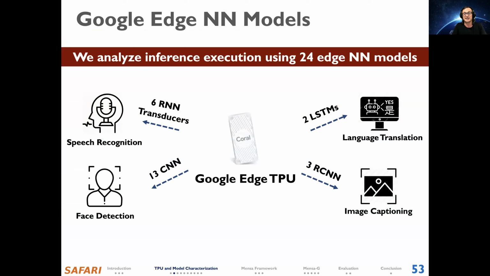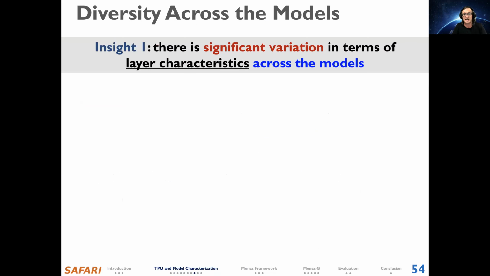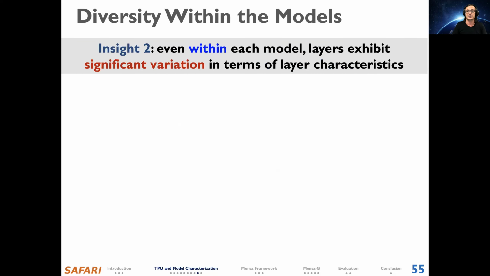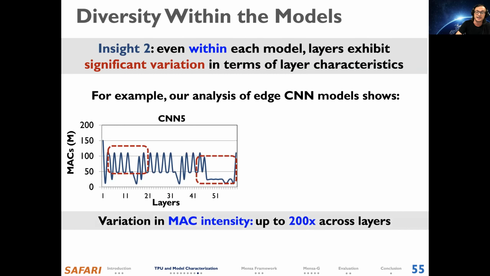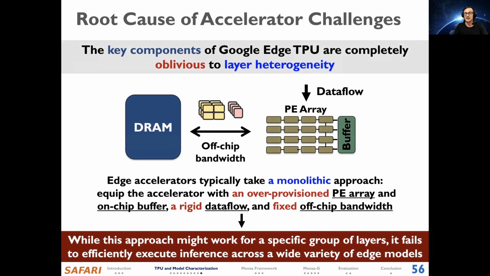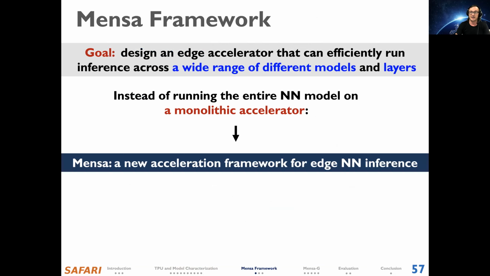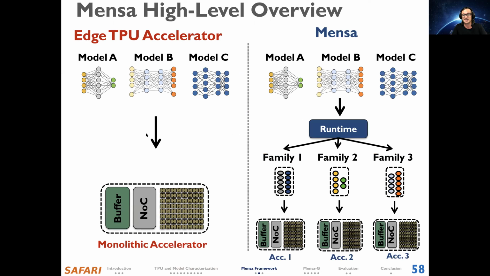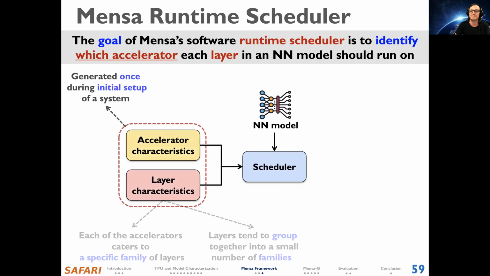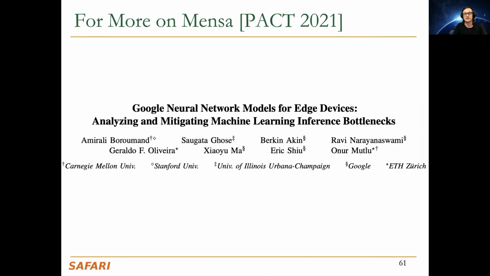And I'm not going to go into the details of this. We have a paper related to this, which is already uploaded on the SRC website. It's also on arXiv. But basically, as I mentioned, there's significant variation in terms of layer characteristics across the models. There's significant variation in terms of layer characteristics within a model as well. And a monolithic accelerator, unfortunately, is very inefficient in many aspects. And Mensa essentially does this. It takes a monolithic accelerator and designs accelerators for clusters of layers. And we have runtime schedulers that I'm not going to talk about. Unfortunately, we don't have time, but you can read the paper for more details.